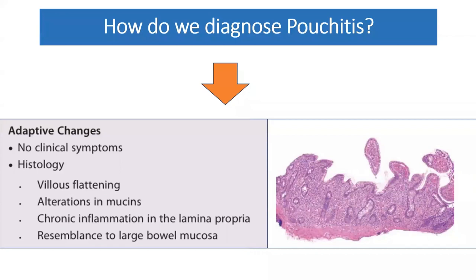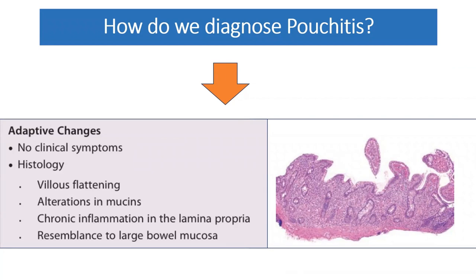I am not a big fan of using that term. I prefer to use in my report the words adaptive changes. Adaptive changes can generally happen without any clinical symptoms. It is just a matter of time for this small bowel to start changing its shape and becoming more of a large bowel. So it is only a matter of time.